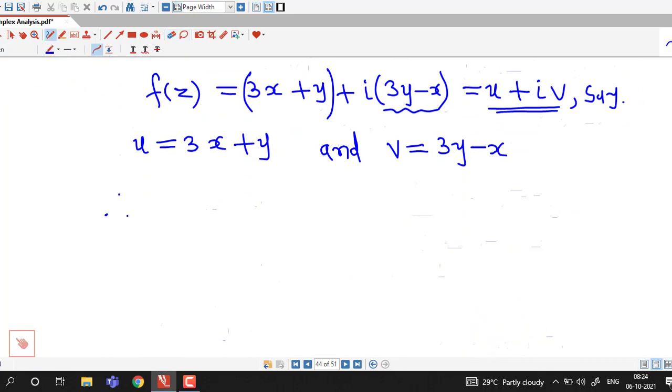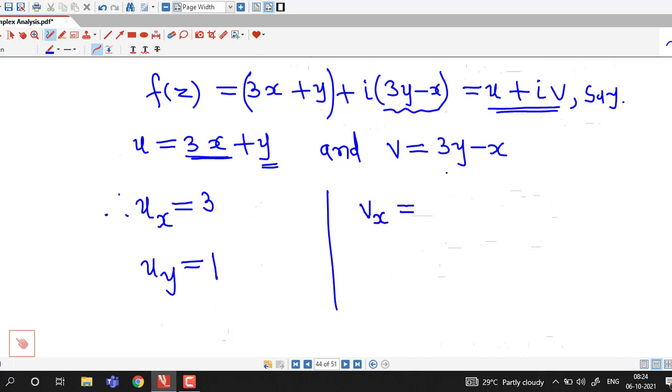Therefore if we differentiate u with respect to x, we consider y as constant, so the derivative of y is 0, and the derivative of 3x is 3. Similarly for del u by del y, we consider x as constant, so the derivative of 3x is 0 and the derivative of y is 1. Similarly del v by del x will be the derivative of 3y, which is 0, minus 1, which is minus 1, and del v by del y is the derivative of 3y, which is 3, and the derivative of x is 0, so it is 3.